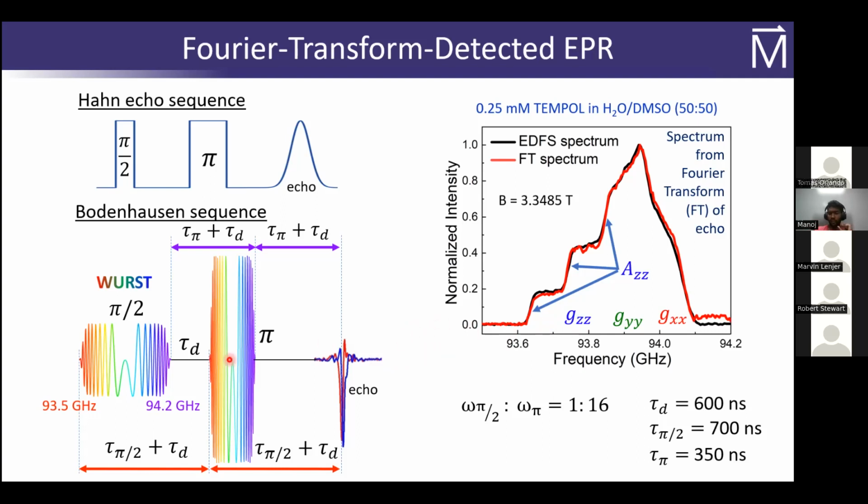Also, we use a nutation power of the first pulse that is 16 times smaller than the nutation frequency of the second pulse. This one is a bit tricky. If we want to carefully choose the power of the first and the second pulse, we will have to do numerical simulation considering the relaxation. But we didn't do that. We just chose this number based on the visual appearance between the Fourier transform detected spectra and the echo detected field sweep spectra.